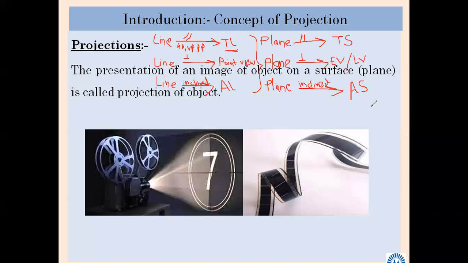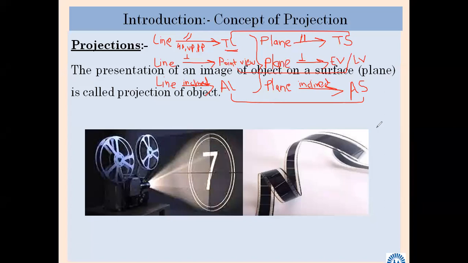So this is most important. Parallel concept, in case of line, in case of plane. If a line is parallel to a particular plane, it will show its true length in that plane. And a plane, if it is parallel to one of the reference planes, will show its true shape. So match the pair: true length, true shape; point view, edge view or line view; apparent length, apparent shape. Have you understood?